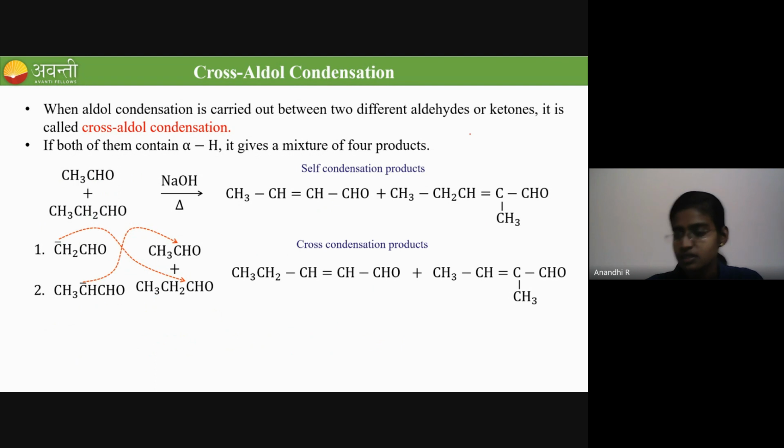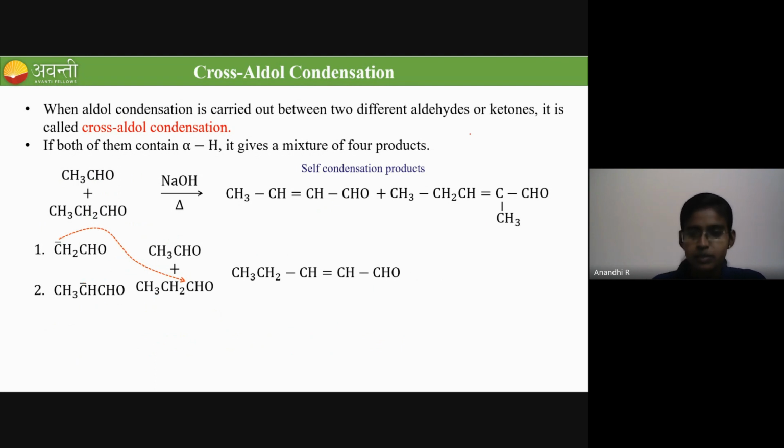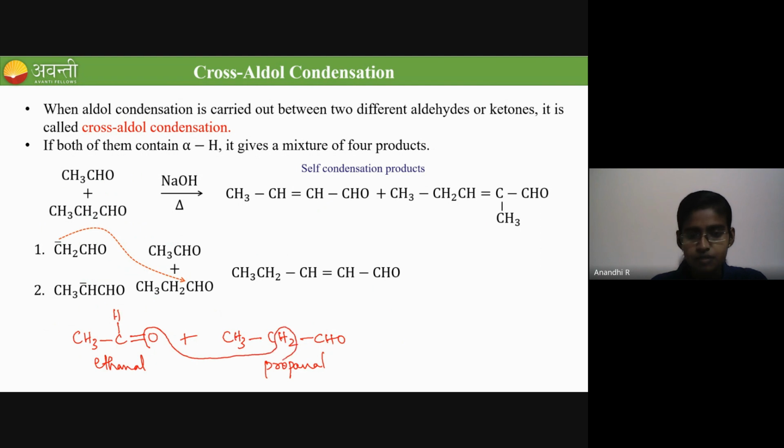Cross aldol doubt? Okay. So let me take the first combination. Take this and this. Let me take CH3 C double bond O H. This is ethanol. And the second compound should be CH3 CH2 CHO. This is propanol. First I'm going to remove the oxygen from ethanol and hydrogen from propanol. If I do like this, I'll get CH3 CH double bond C CH3 and CH1. So this is one of the compounds.